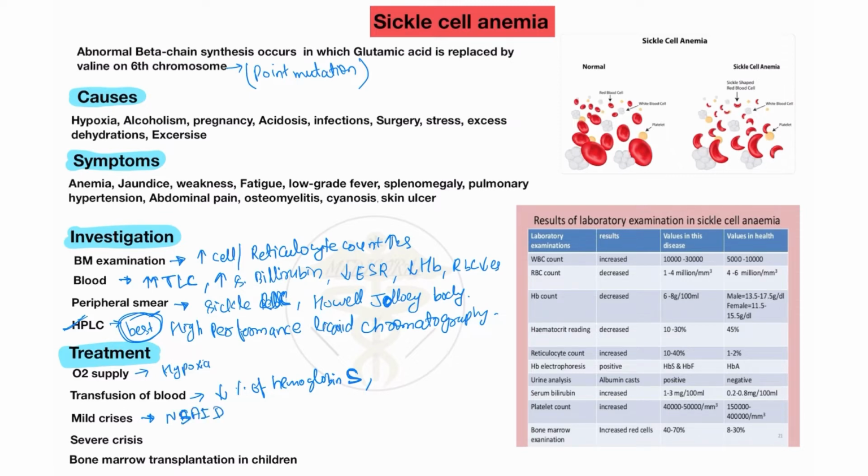For NSAIDs, as you all know, we give diclofenac sodium or naproxen. This is for cases of mild crisis. When a patient has the severe type of sickle cell anemia, we will provide analgesia, like the analgesic morphine. So this is provided in case of the severe type of crisis. In mild crisis, NSAIDs; in severe cases, analgesics we will provide.